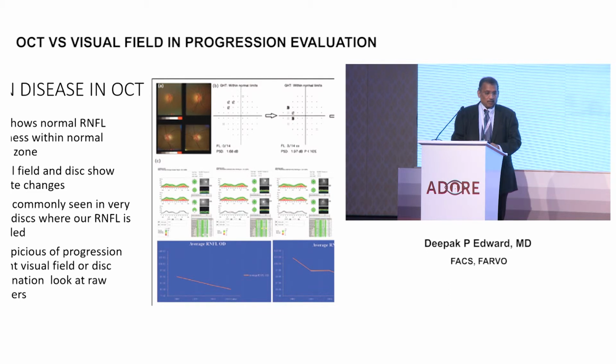But if you look at the numerical values, which are too small to see on the screen, you'll actually see that the values, even though they are within the normal range, have decreased in that particular area corresponding to the visual field defect. So look at raw numbers in small discs.